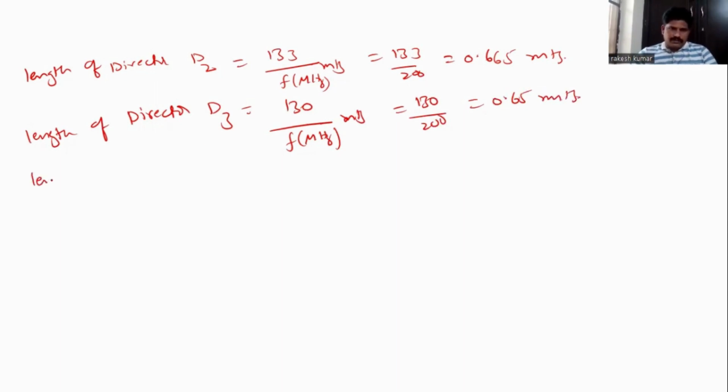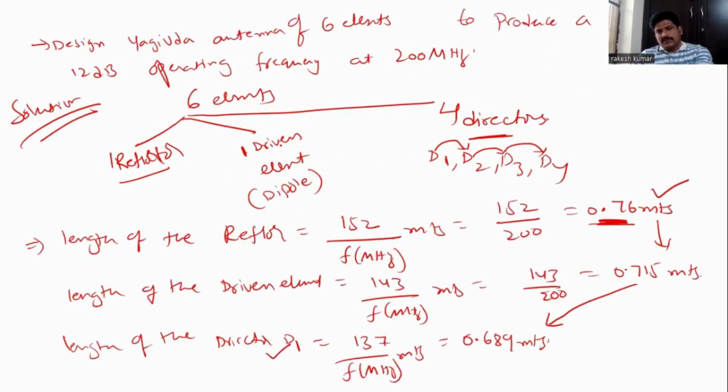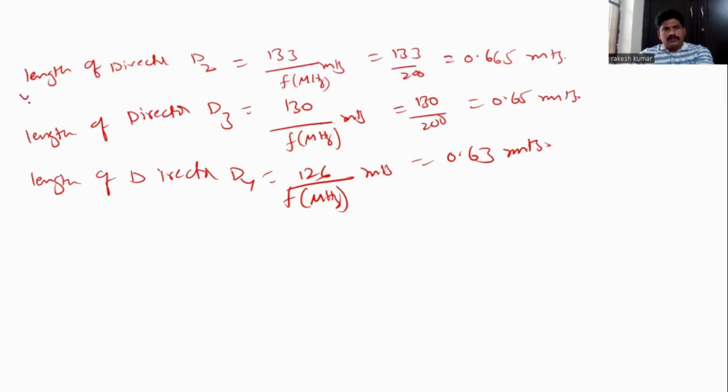Okay, next, the length of director D4. So the length of director D4 is equal to 126 by F in megahertz meters, that is equal to 0.63 meters. Okay, so these are all the things. Totally 6 elements are there. This is the first element, second element, third element, fourth element, fifth element, sixth element.